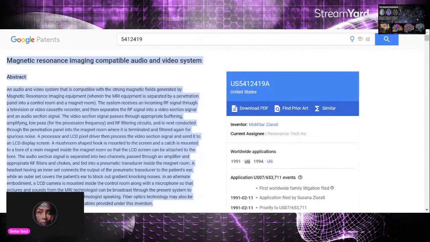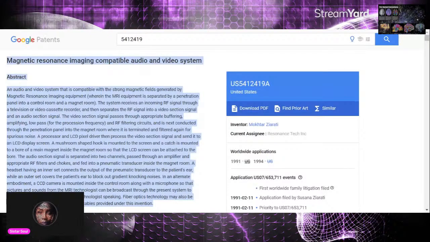Patent number 5412419, another one of their patents in relations to it, right? Magnetic resonance imaging compatible audio and video system, abstract. An audio and a video system that is compatible with the strong magnetic fields generated by the magnetic resonance imaging equipment, wherein the MRI equipment is separated by the penetration panel into a control room and a magnetic room. The system receives an incoming RF signal through a television, through a video cassette recorder, and then separates the RF signal into a video section signal and an audio section signal.